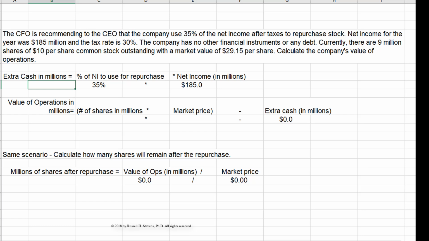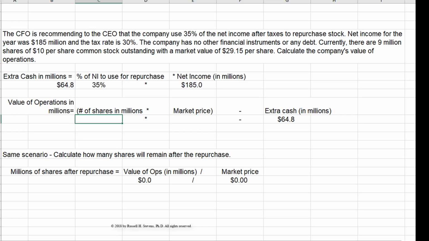To calculate the extra cash in millions, highlight the workbook cell under extra cash in millions, type in an equals sign, highlight the 35%, type in an asterisk denoting multiplication, highlight the 185, and press enter. The extra cash to be used to repurchase stock is $64.8 million.